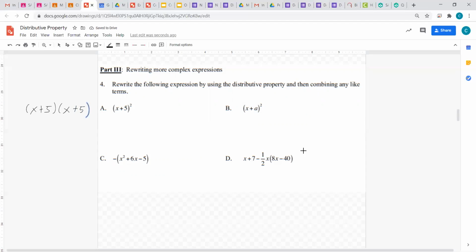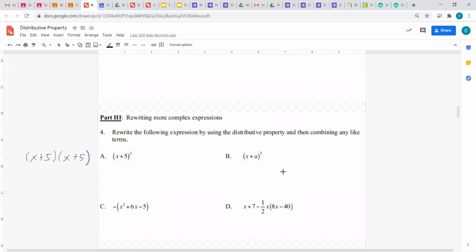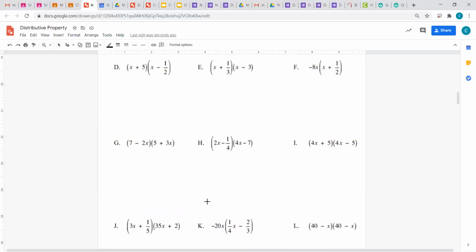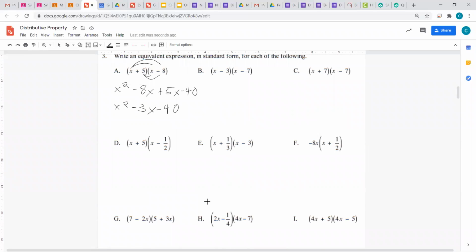For letter D here, you're going to have to distribute here, try to figure that out. Then just combine like terms to get the correct answer. So that's a little more complicated, but that's just to get you thinking about that stuff. So again, up here, these are all basic distributing, either two binomials or maybe one monomial. You're just going to go through, do your best with this.